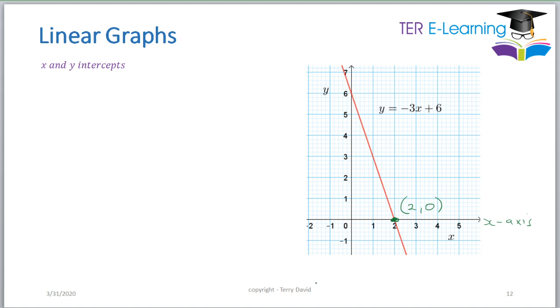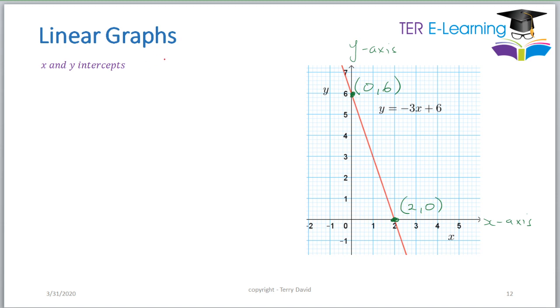For my y-intercept now, my y-intercept is this point here. That's this point. Alright, and this is my y-axis. So my y-intercept here has to be given as a coordinate again. So this is going to be 0, 6. Right? So my y-intercept is the point 0, 6. Now, that's one way we can determine what my x-intercept is and what my y-intercept is. We can determine that directly from the graph.